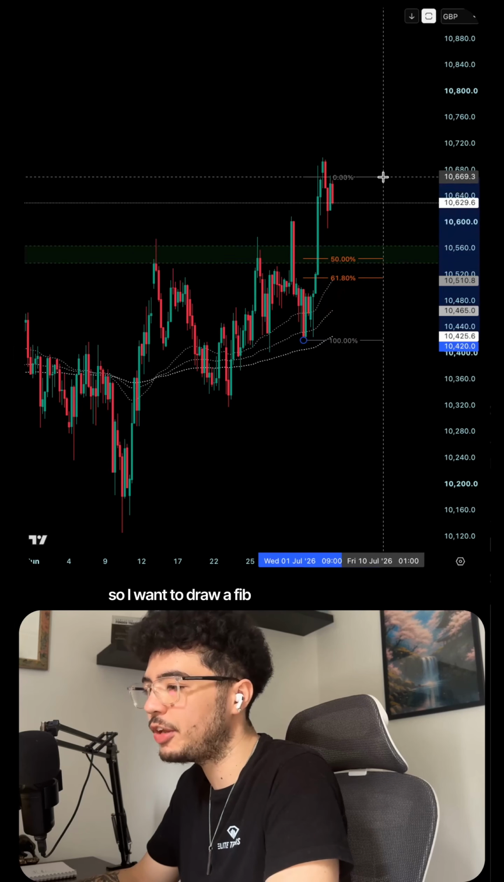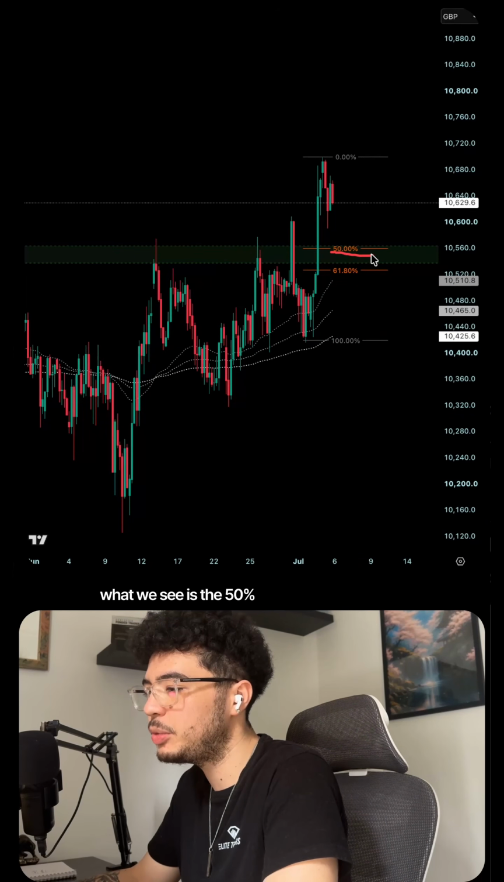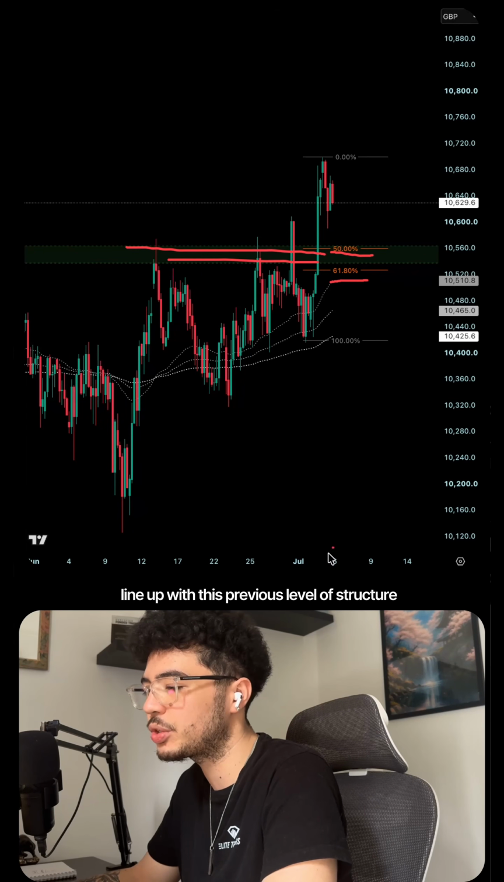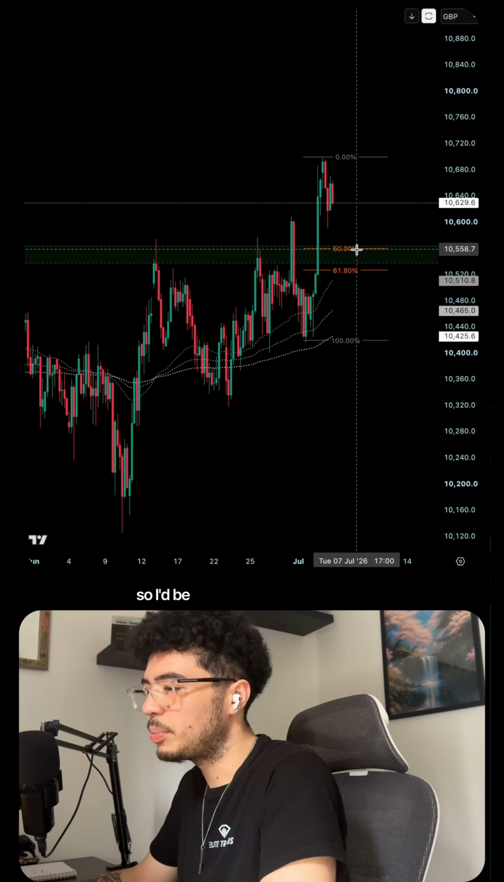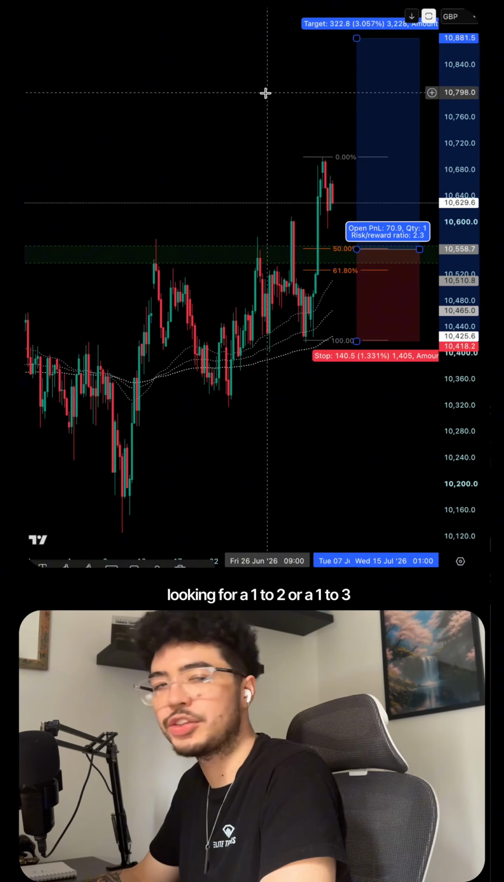So I want to draw a fib from the high to the low, or actually the low to the high in this case. And what we see is the 50% to 61.8% pullback levels line up with this previous level of structure, which reinforces the idea of the break and the retest to continue higher. So I'd be looking for a position like this with a stop loss at the low, looking for a 1 to 2 or a 1 to 3 R&R trade.